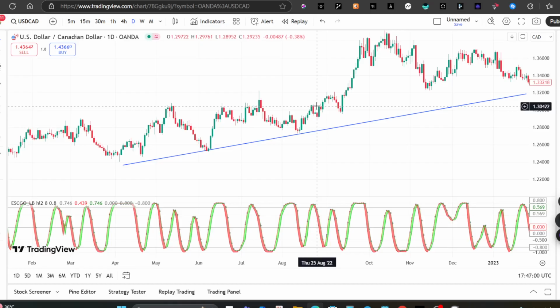You can also combine the oscillator with momentum indicators like the RSI, to make sure the market is not overbought or oversold. So by using multiple indicators in conjunction, you can reduce risk and increase the probability of successful trades.